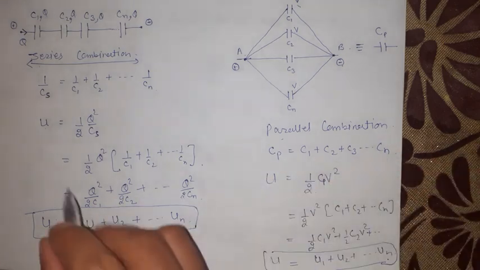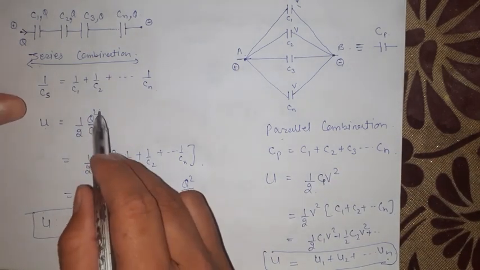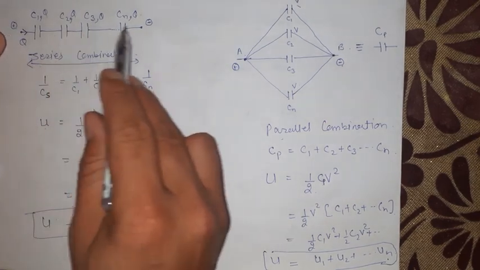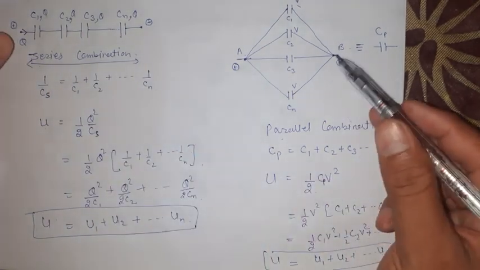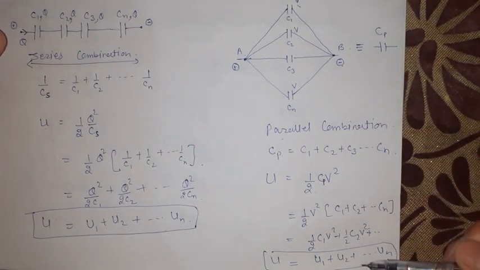But you should remember that in the series combination, charge remains the same in every capacitor, while in the parallel combination, potential difference remains the same.